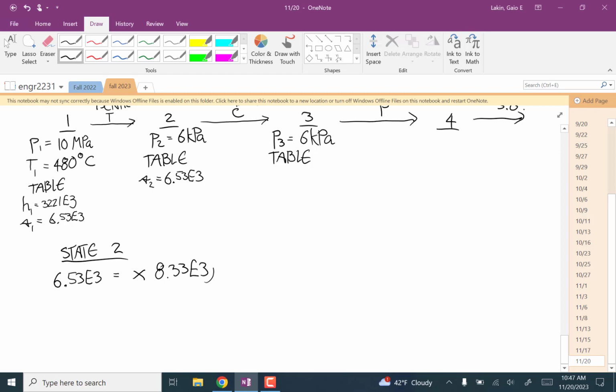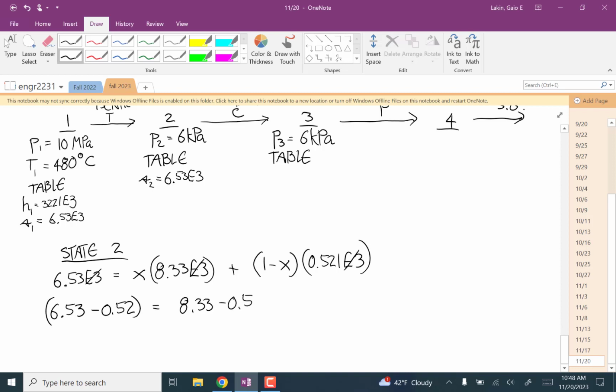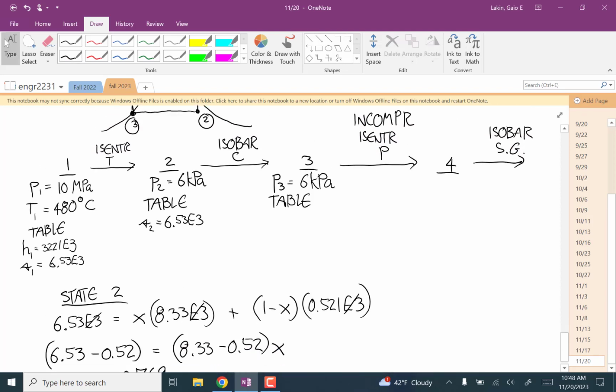So 8.33 times 10 to the third plus 1 minus x times 0.521 times 10 to the third. 6.53 minus 0.52 is equal to 8.33 minus 0.52 times x. And so what do you get for x? 0.769.